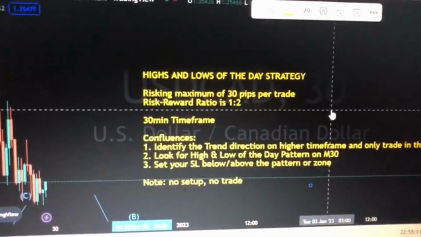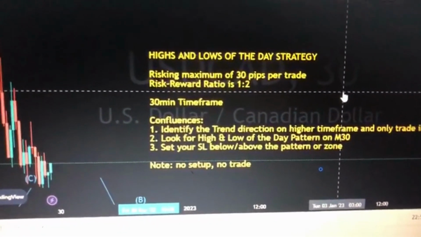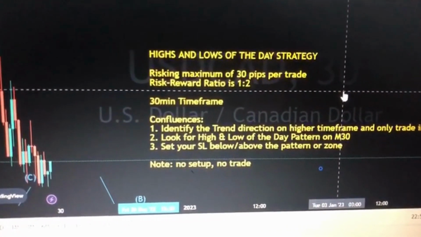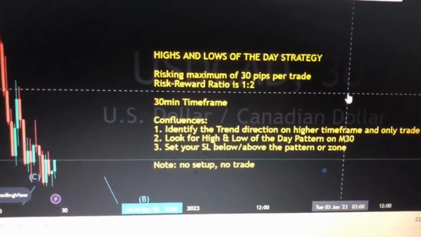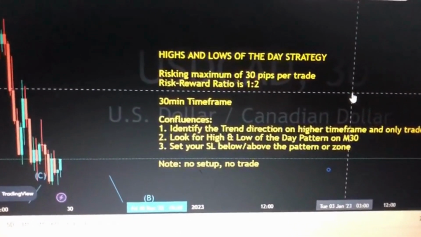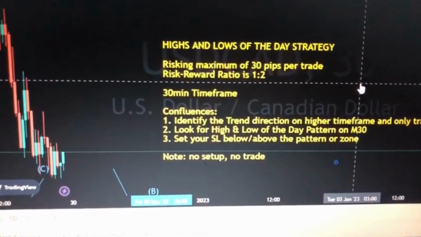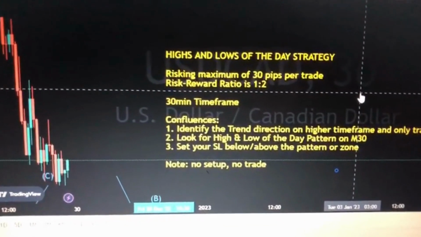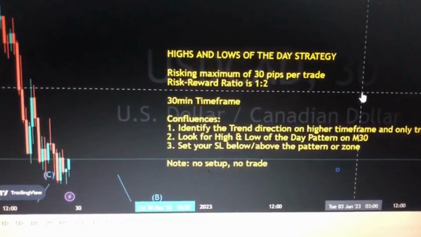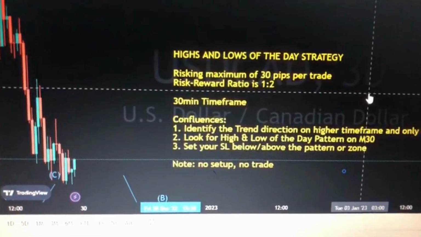So let me go back to the rules once again. I'm going to be showing you practical, real life. So identify the trend direction on the higher time frame and only trade in that direction. So if the higher time frame is telling you uptrend, you have to look for buy. So if the higher time frame is telling you sell, you have to look for sell. So the second one, look for the high and low of the day pattern. And the high of the day pattern is M, then the low of the day pattern is W.